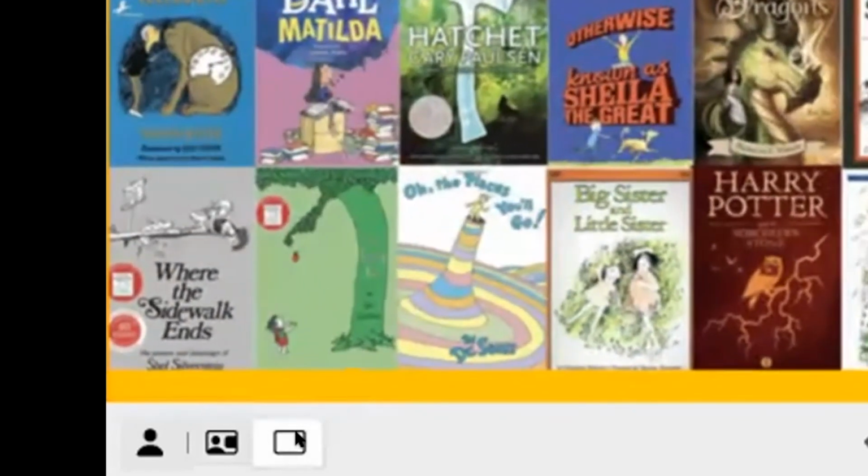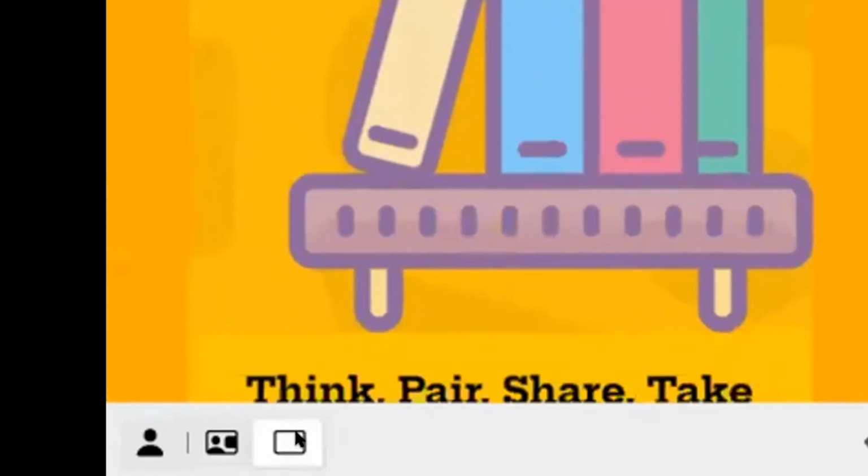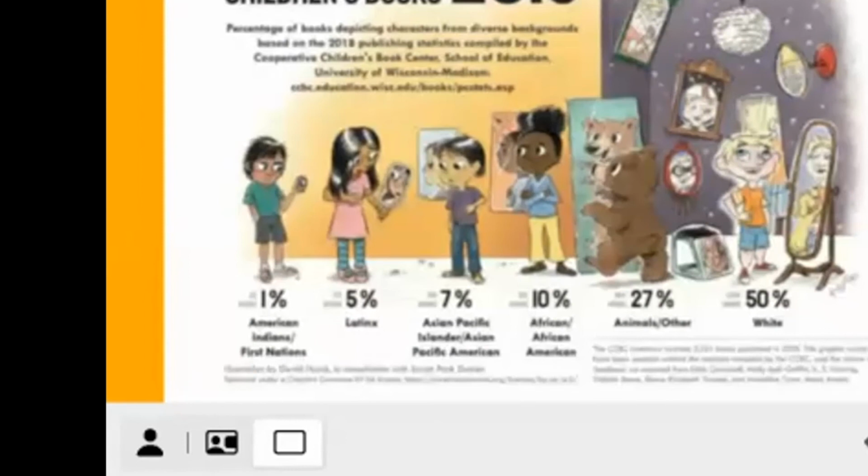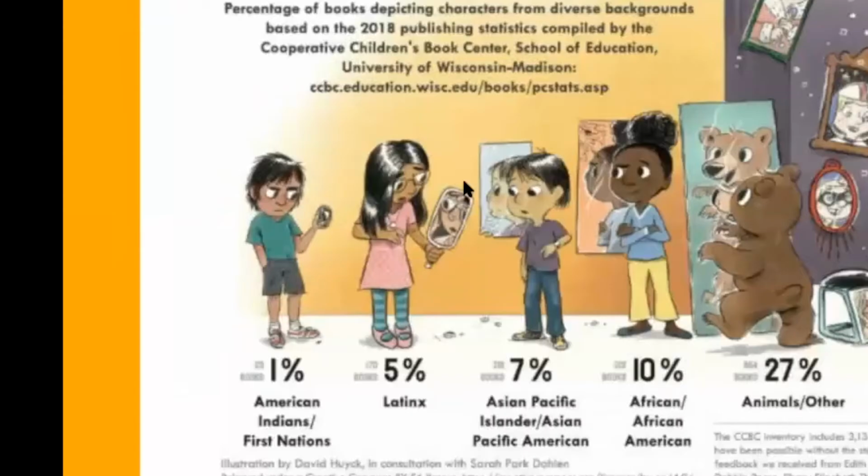So I had done this before, and it's really cool because one of the graphics I wanted to show was this, diversity in children's books and the lack of representation. And you could see the different numbers here. This one was done by, I could see here, Dr. Sarah Park-Dahlan in consultation with an artist. I could expand it here. There we go. By University of Wisconsin, illustrated by David Hoyk. And so it really sends that sort of impact on a graphic or a chart you're trying to show.